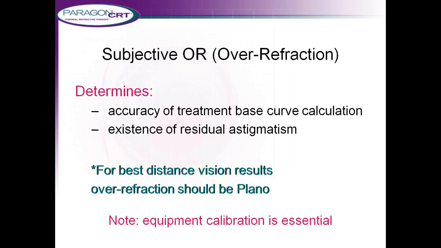Once you have evaluated the tear pattern and the positioning with the lenses on, perform an over-refraction. The over-refraction determines the accuracy of the treatment base curve calculation. And for this, we should note that your calibration of your instrumentation is essential to achieving a desired result. The over-refraction will also determine the existence of any residual astigmatism that may be coming through with the lens on. For best distance vision results, the over-refraction should be plano.